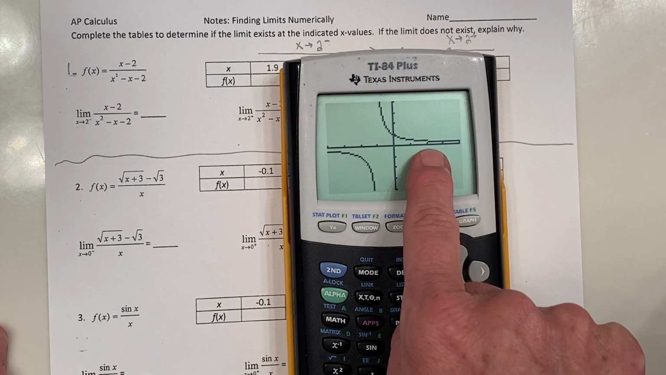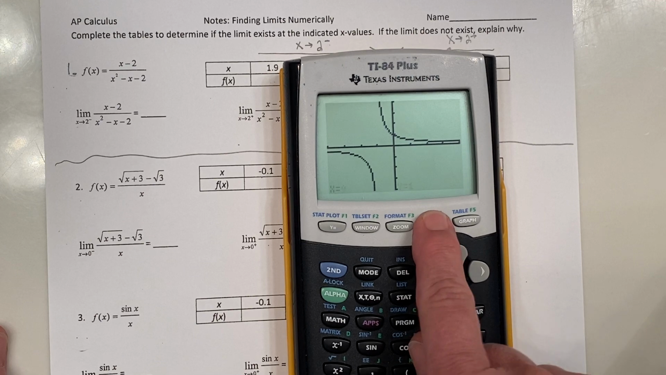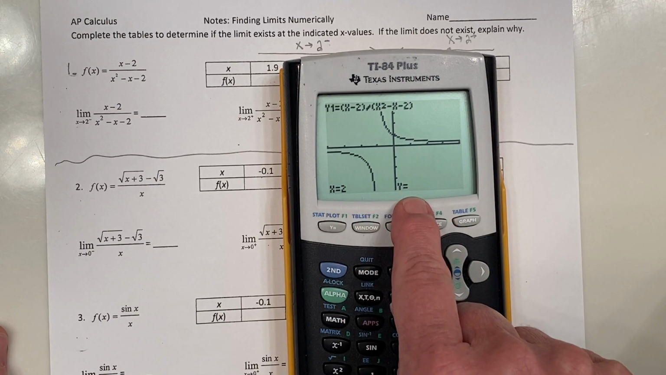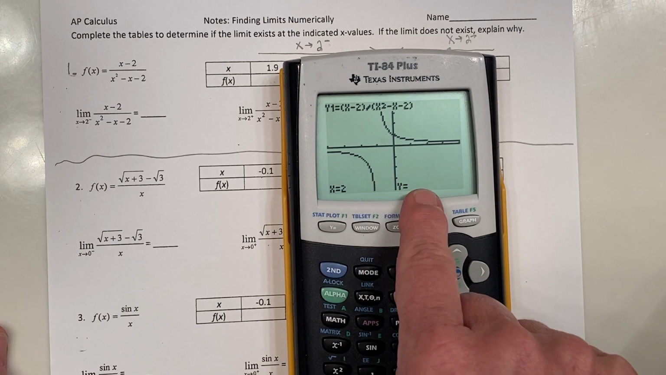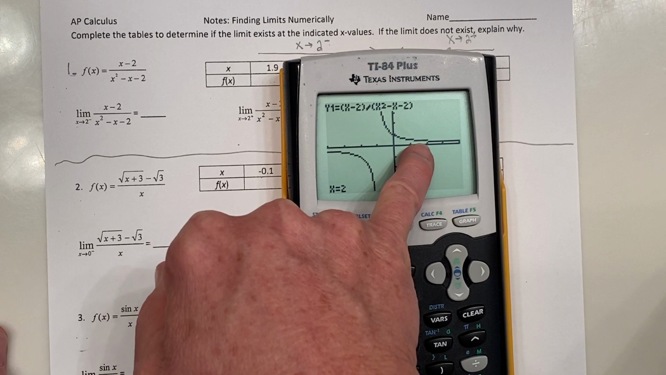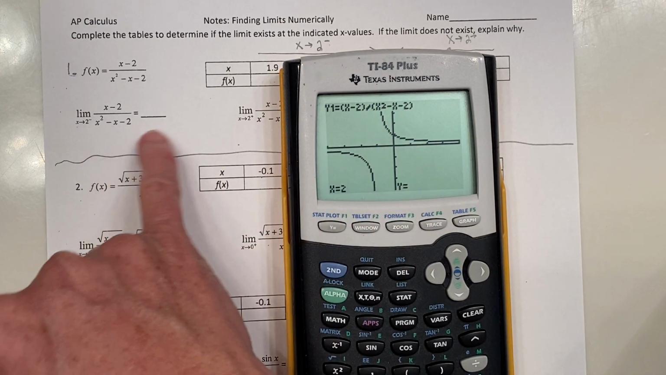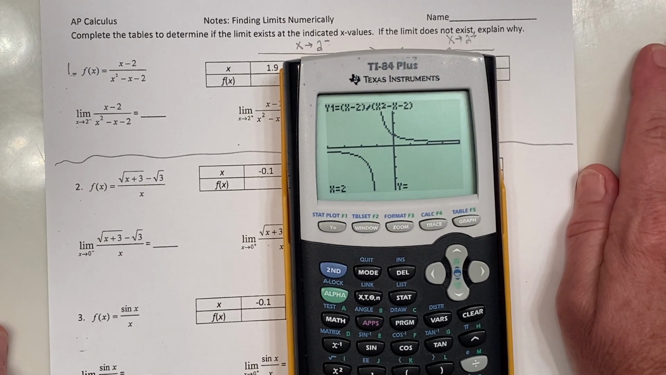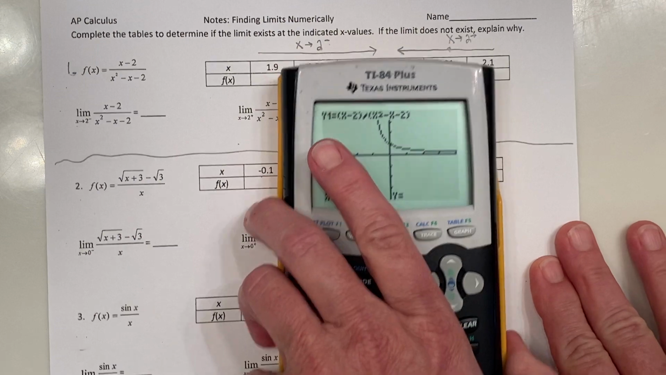Okay, well, here's x equals 2. I can see it. I'm going to again hit trace. I'm going to hit 2, and I'm going to hit enter. It tells me there's no point on the graph where x is equal to 2. There's no y when x equals 2. There must be a point discontinuity there. And in a later lesson, we're going to see mathematically what determines that we have a point discontinuity, or a hole.